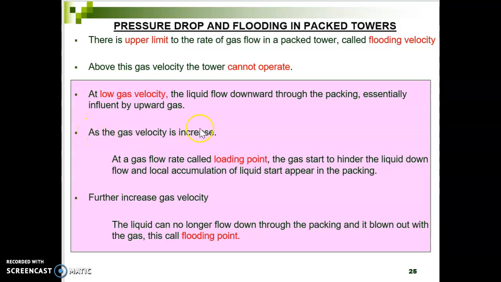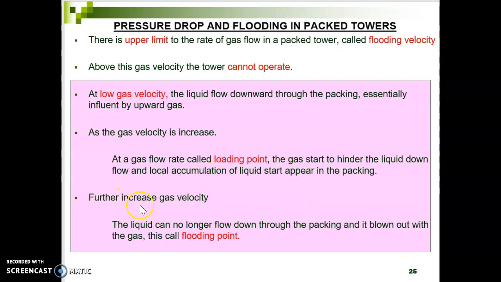Okay, as the gas velocity is increased to a gas flow rate called the loading point, the gas starts to hinder the liquid downflow and local accumulations of liquid start to appear in the packing. So during low gas velocity, the liquid is not affected by the gas velocity inside the column. But as the gas velocity is increased to the flow rate called the loading point, that means your liquid no longer comes down the column, but stays at one point.